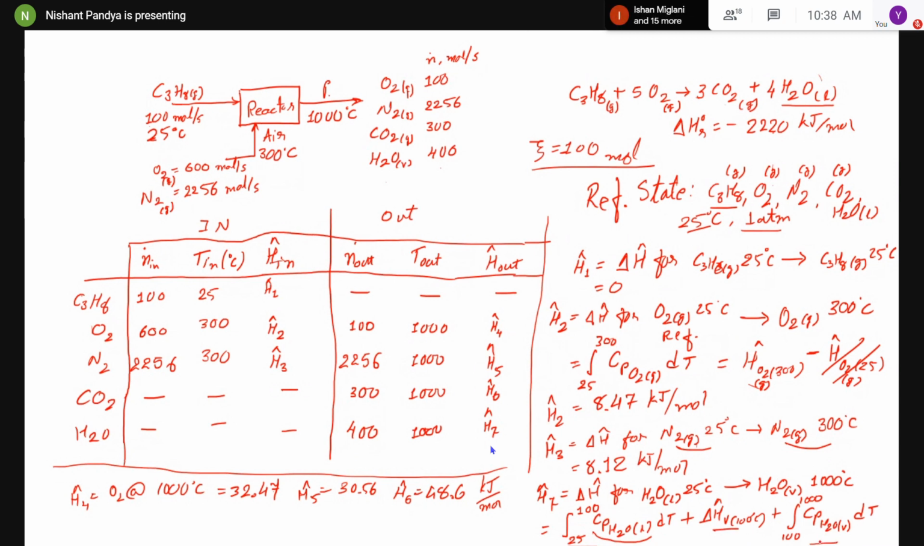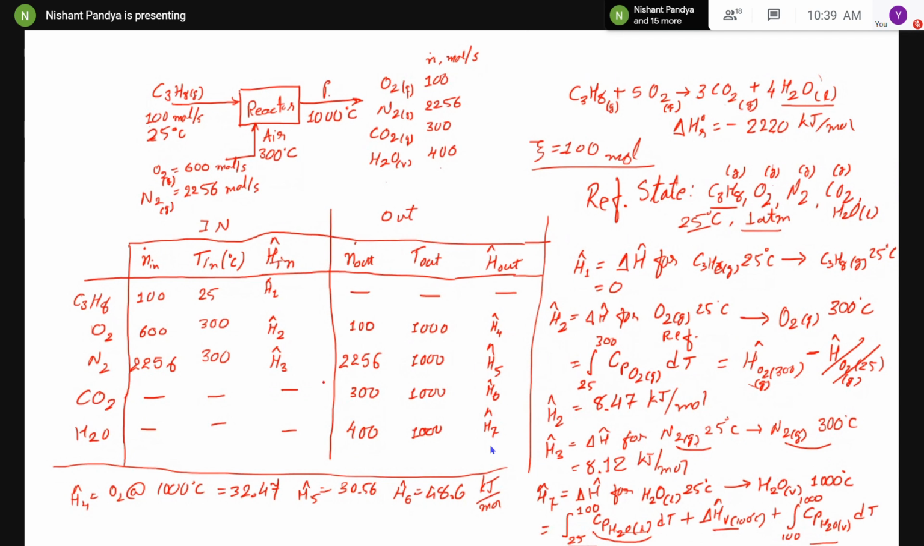I don't want you to write the entire formula, like 7.86 into 10 raised to minus 3 plus this into 10 raised to minus 5. That's not the purpose right now. The purpose is that you understand this enthalpy change calculation requires 1, 2, 3 steps, and you calculate the value of each, put it here, plus or minus whatever the value, and then the final step. So you have to calculate each of H1 to H7 separately, for example.